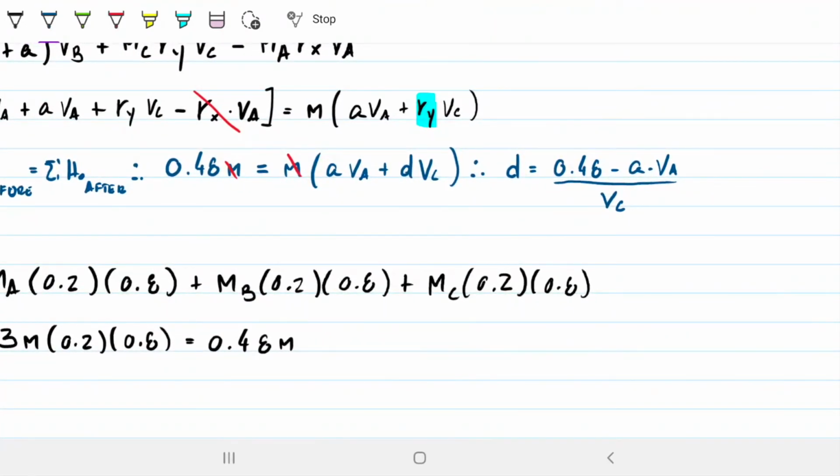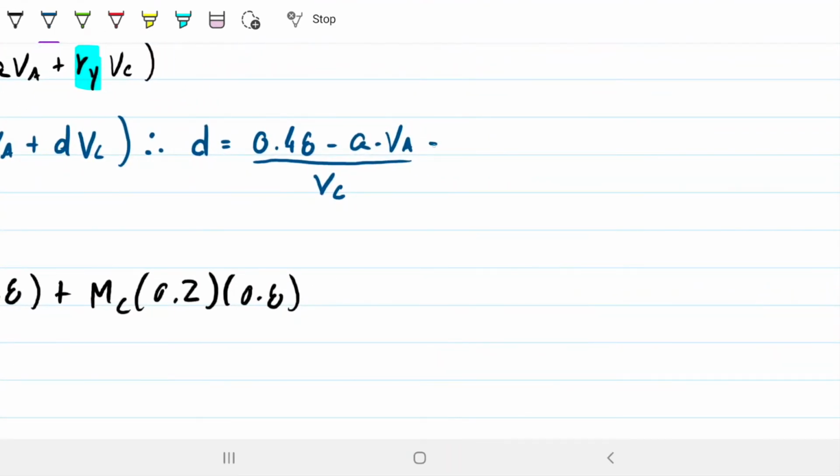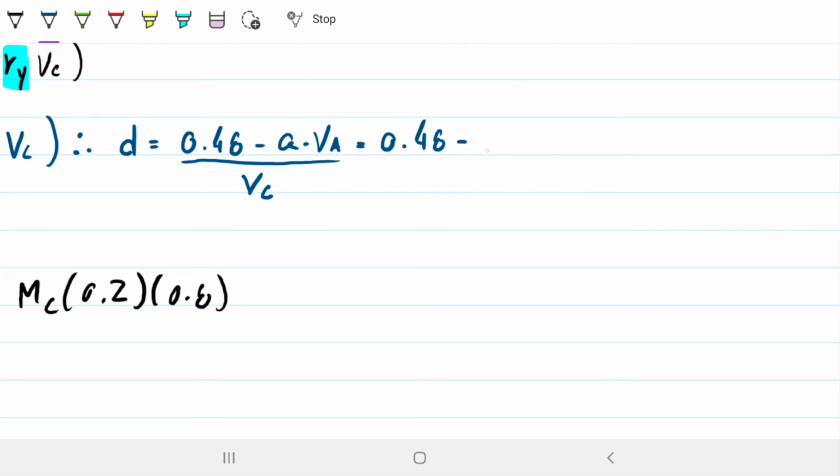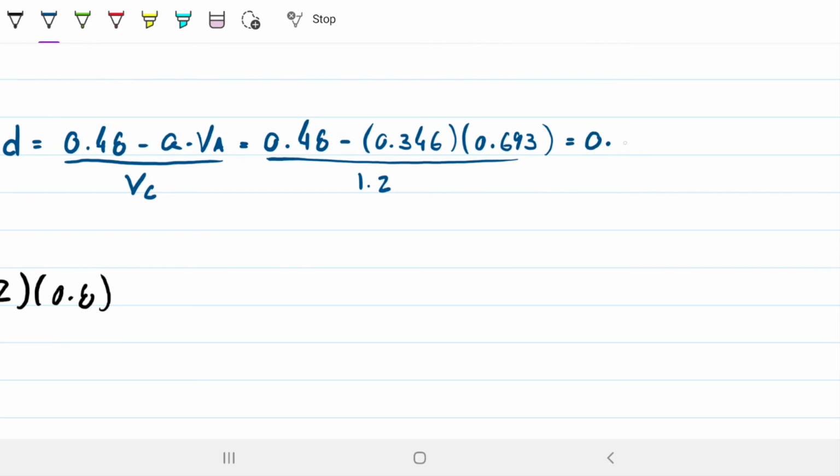Okay, we have everything. We calculated the velocities before. We have the distance A. It was given in the problem statement. So all we need to do is plug and play, be happy about it. So let's put the numbers here. 0.48 minus distance A, which is 346 mils, so 0.346 meters. Velocity A we calculated before, and that was 0.693. And velocity C we know to be 1.2. And this gives us about 0.2. So distance D is approximately 200 mils.